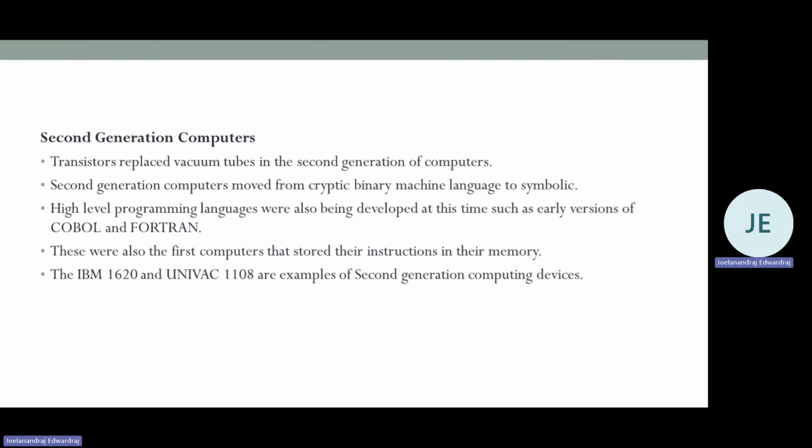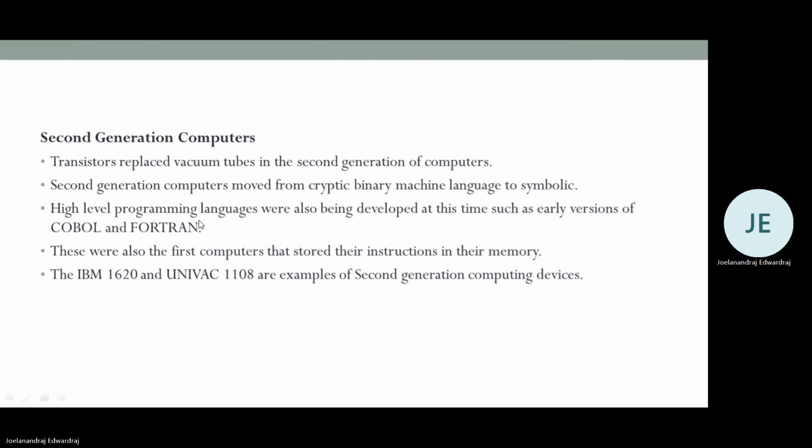But for providing those inputs, all the values have to be converted into zeros and ones. So these zeros and ones have to be fed as electrical signals. That's very complicated. So in the second generation of computers, they introduced some symbolic forms. They introduced symbolic notations to indicate inputs, to indicate the operations and all.